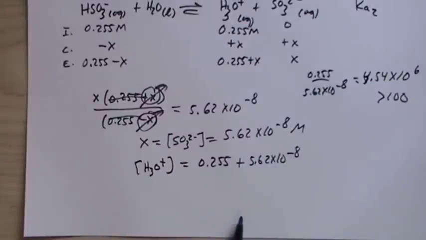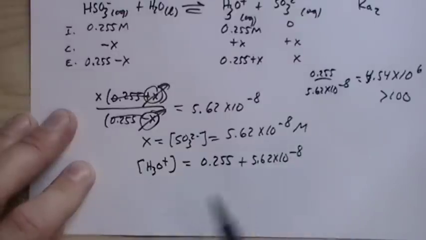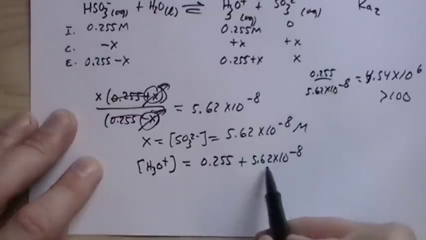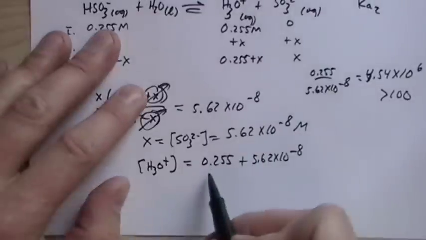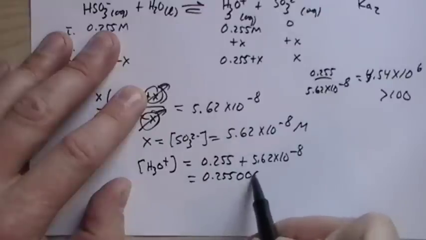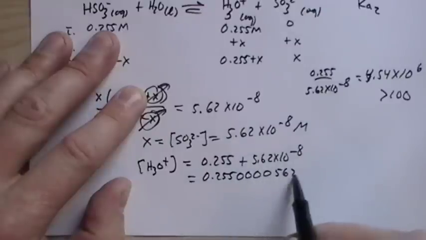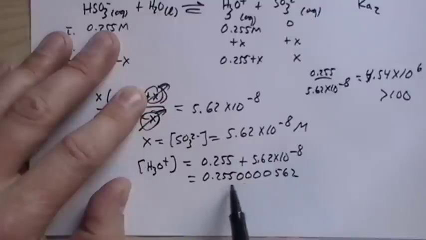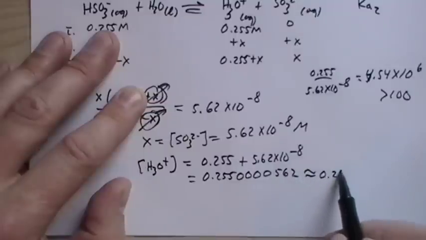So let me see if this calculator, my computer, will even deal with it. Let's see, 0.25, add a bunch of zeros here, plus 5.62 times 10 to the minus 8. Should be, yeah, it won't even register it. It just rounds it back up. But you can see this is down to the 10 to the minus 8. It would equal 0.25500004 or so. That's what it would equal. And so you can see that's just going to round back to 0.255.